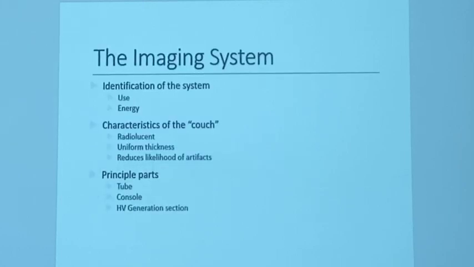All right, so the imaging system, if you remember, is identified in two different ways, that is use and the energy created. And I'm going to be asking y'all for some feedback on some of this stuff, see what you remember. What were examples of usage?